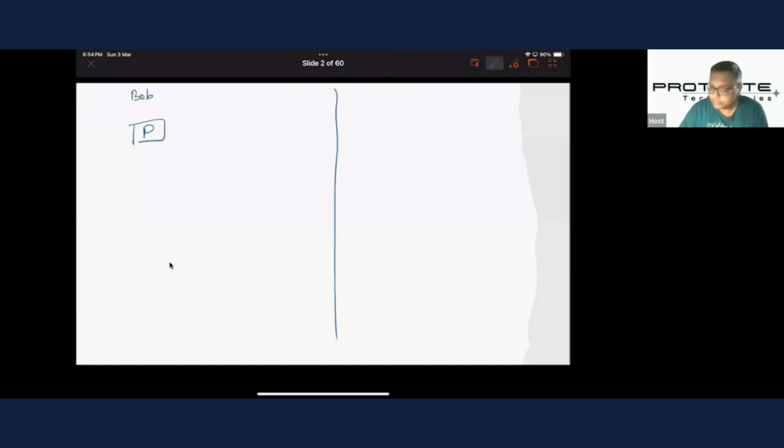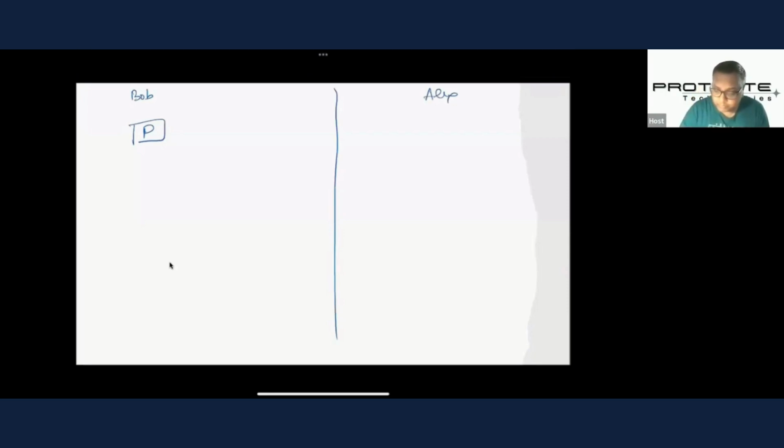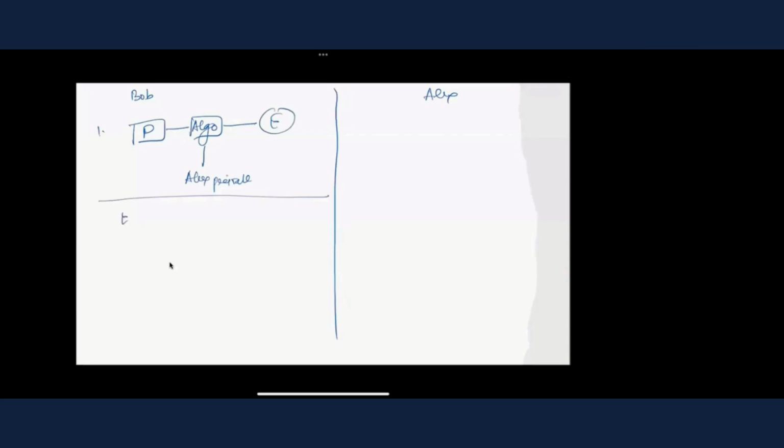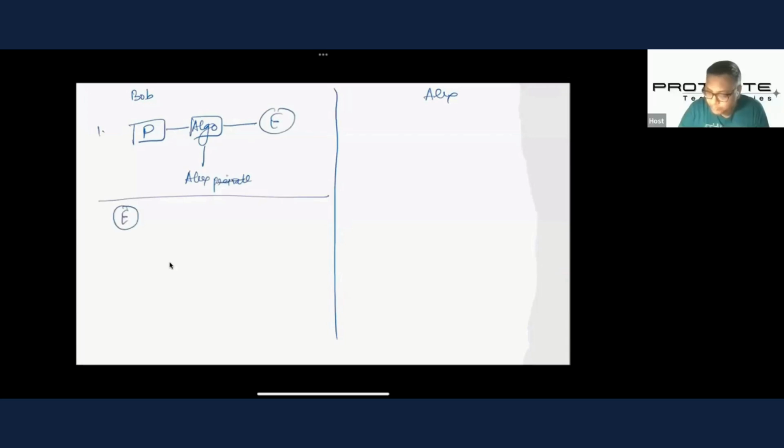So he needs confidentiality first. What will he do? He will use Alex's public key, and he will have the encrypted message. Are we all clear? So we have the encryption. This is the first step. Alex's public key, because he has access only to Alex's public key.